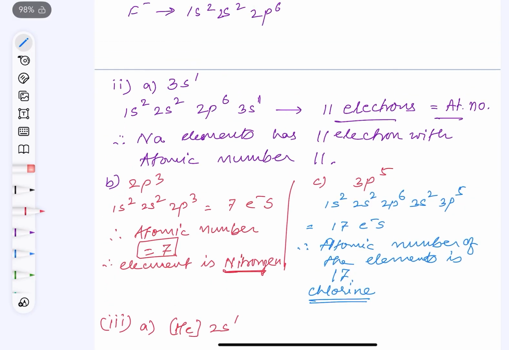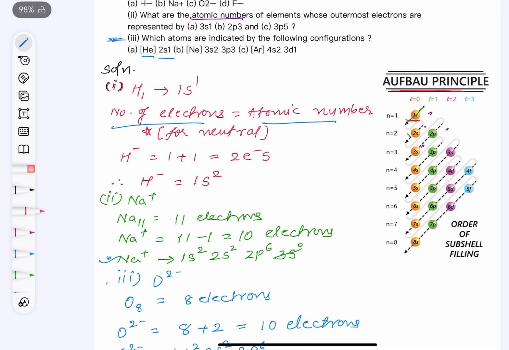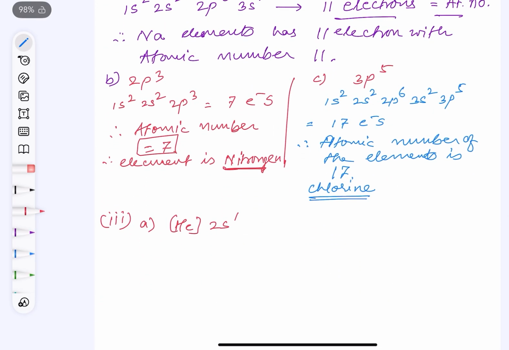Okay, now which element will be having this configuration? Which atoms will be having this configuration, they are asking you. So helium is having 1s2 configuration and 2s1. Okay, so the total number of electrons is 3 electrons. Now 3 electrons will be equal to the atomic number as I explained earlier. So at number 3, the element which you are having is lithium. Therefore it is lithium, which can also be written as Li, with atomic number 3, represented like this.